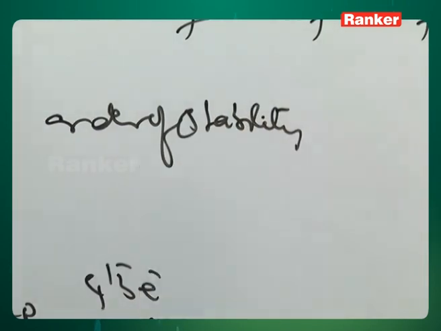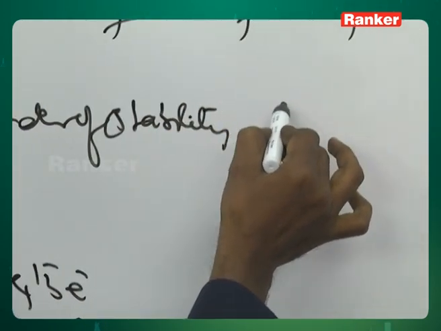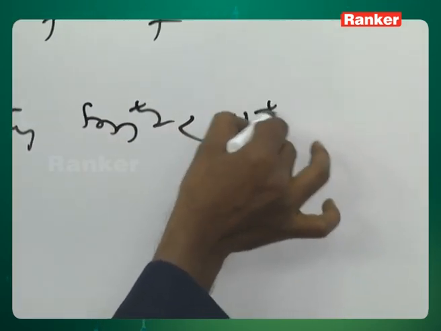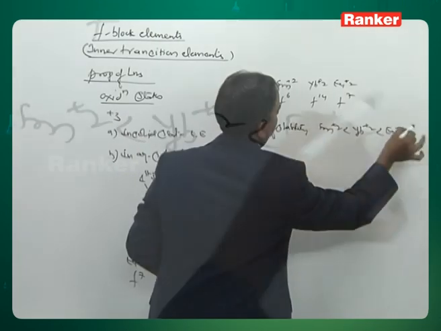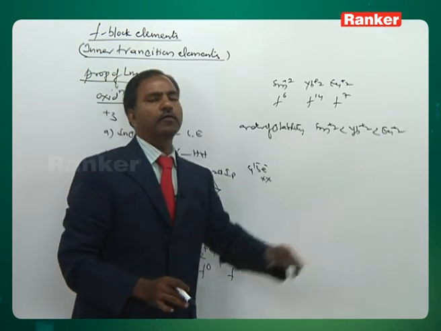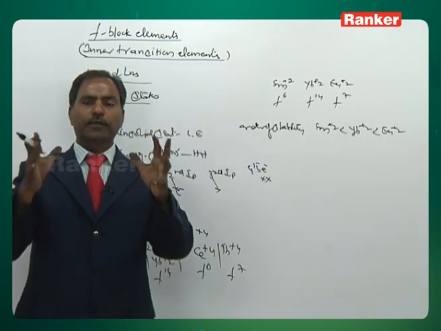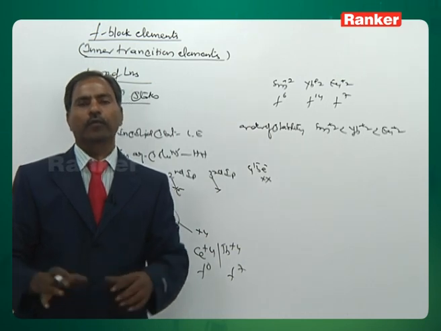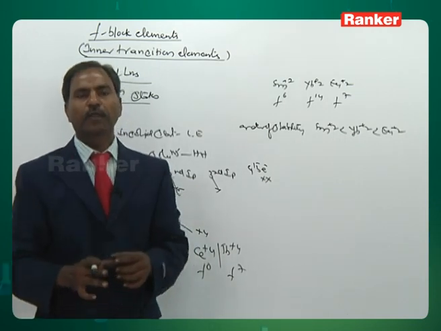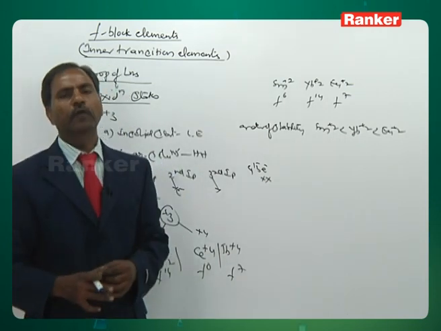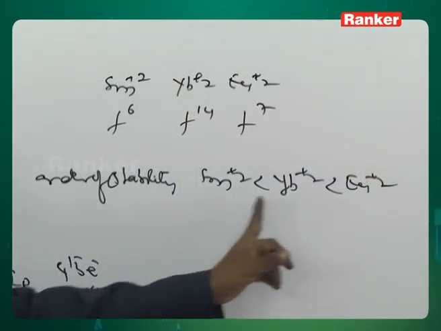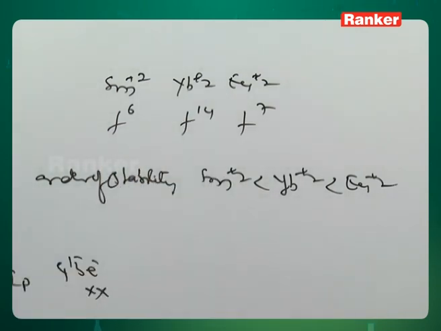Samarium +2 is less stable than ytterbium +2, which is less stable than europium +2. In the case of F14 being less stable than F7, whenever the F subshell carries 14 electrons, 14 units of electronic charge accumulated in a single subshell, there will be greater interelectronic repulsions. Therefore, F14 is less stable than F7. This is the order of stability of these 3 ions.